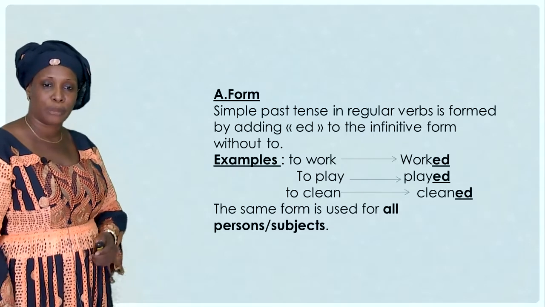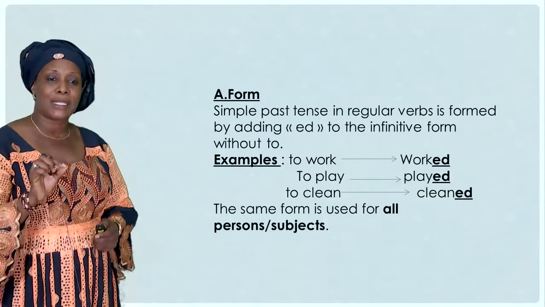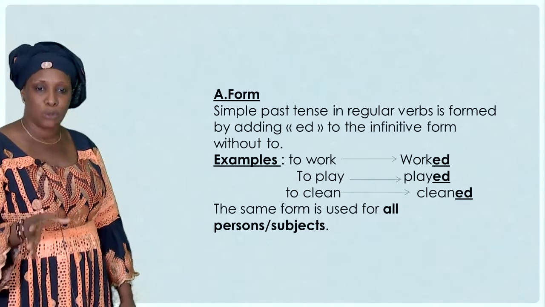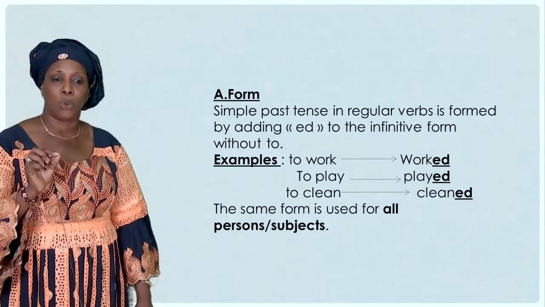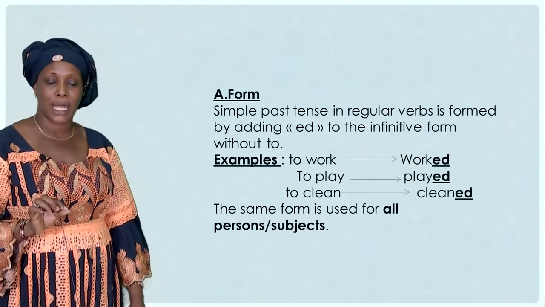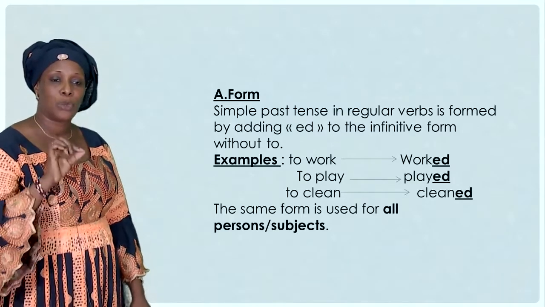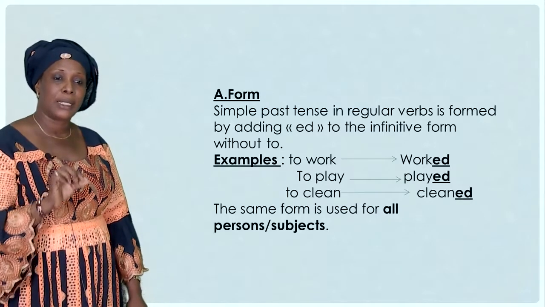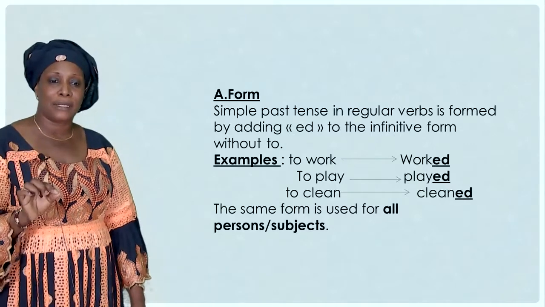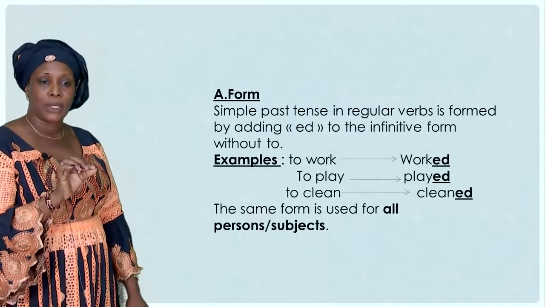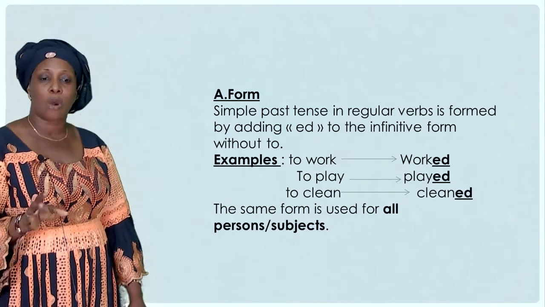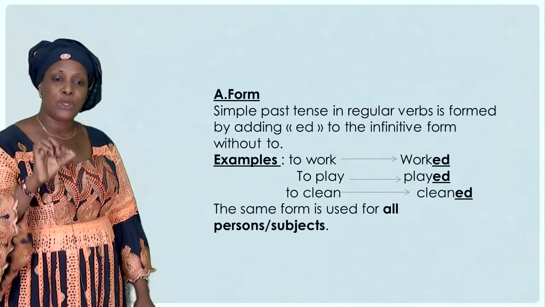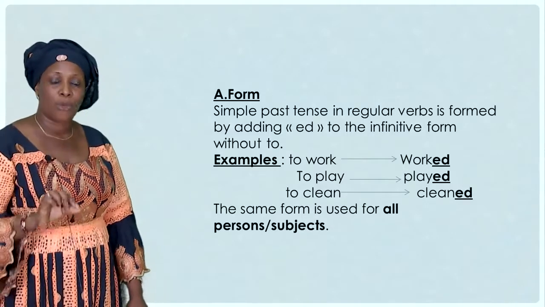Now look at the form. The simple past tense in regular verbs is formed by adding ed to the infinitive form without to. Examples: to wake, waked; to play, played; to clean, cleaned. Here, the simple past tense of to work is worked. The same form is used for all persons or subjects. Example: to wake, I waked, you waked, he, she waked, we waked, you waked, they waked.